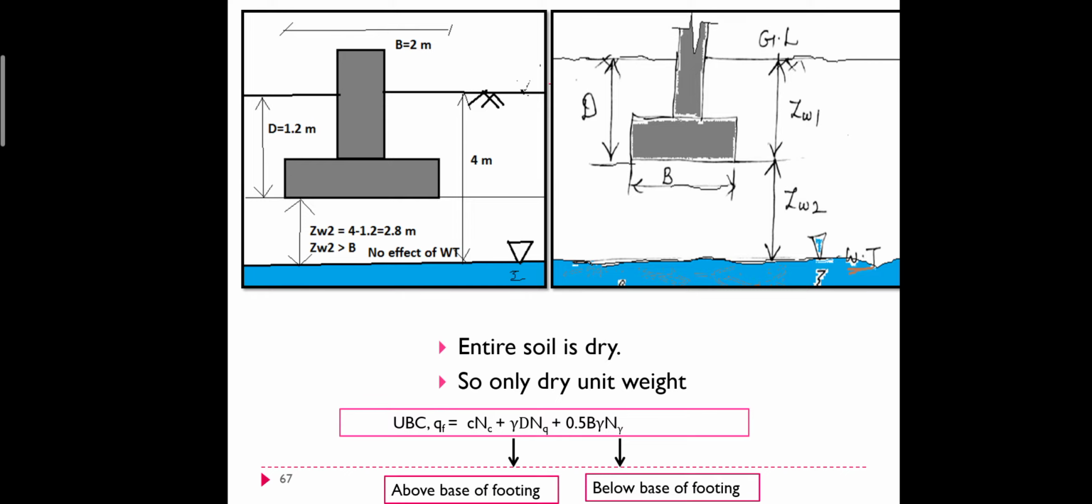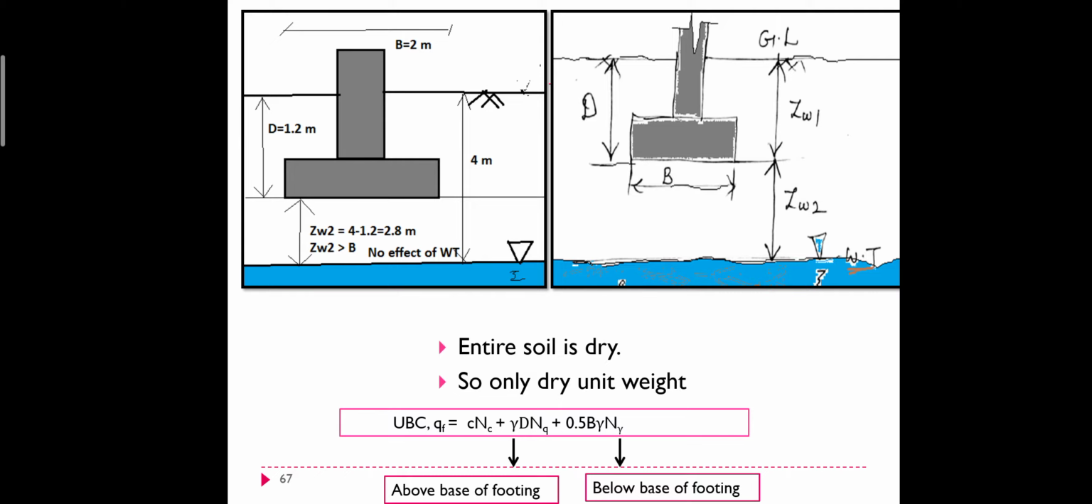ZW2 வந்தாலே என்ன பண்ணணும்னு சொல்லியிருக்கேன்? You should always compare it with the base of the footing. In this case, ZW2 is 2.8. How do you get 2.8? Total depth from the ground level 4 meter minus depth 1.2 meter will give you 2.8 meter. So that 2.8 meter is compared with the width of the footing. Which is greater? 2.8 is greater than 2.